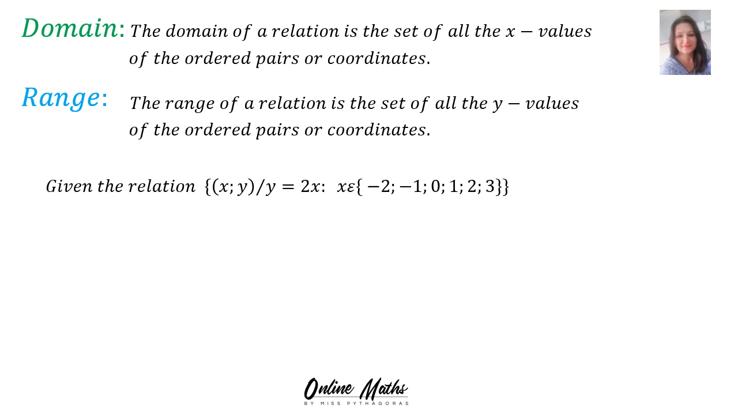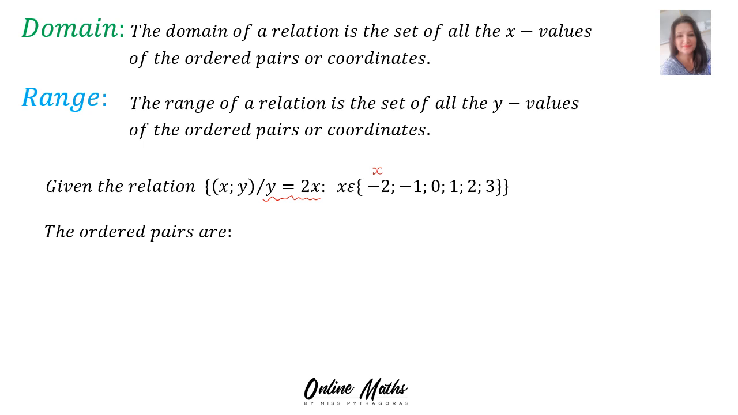Then I give you this relation x and y, this is the coordinate, and y is equal to 2x, that's the equation. Then I give you x is an element of -2, -1, 0, 1, 2, 3. The ordered pairs are, in other words, we want to find the coordinates. Now do you agree? To find the coordinates, these are the x values.